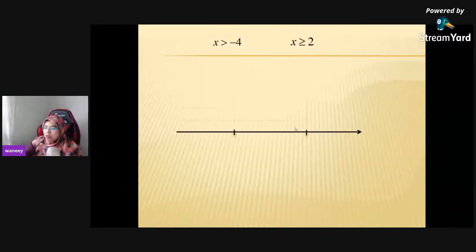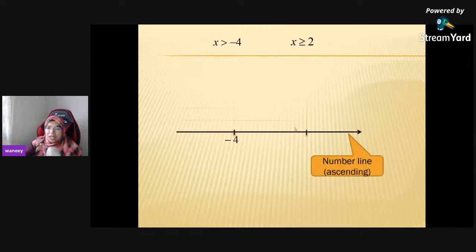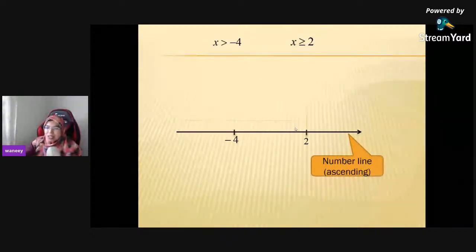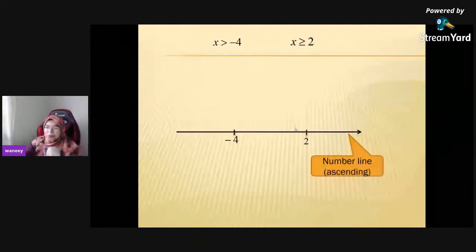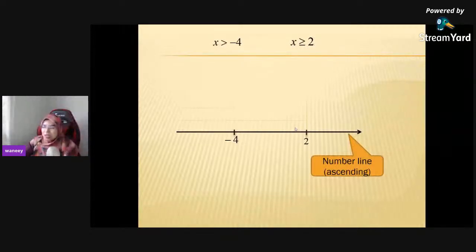Okay, so now we're going to draw one number line. So negative 4 is on the left hand side, 2 is on the right hand side. Always make sure to be extra careful when you are doing your number line. Make sure they are in ascending order, especially when it involves negative numbers. When it involves negative numbers, make sure the numbers are in the correct position, which is smaller and which is bigger. Okay, so now we got to draw our number line.